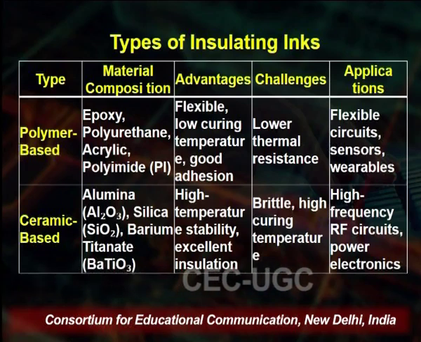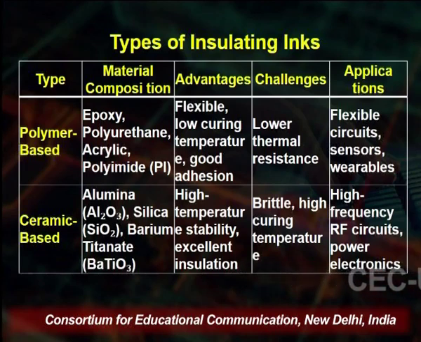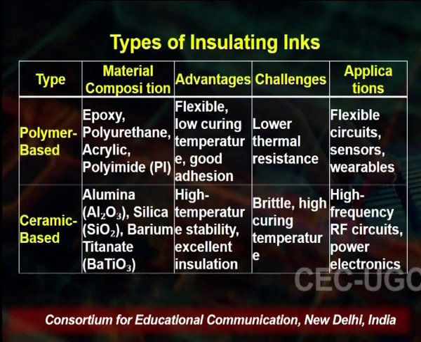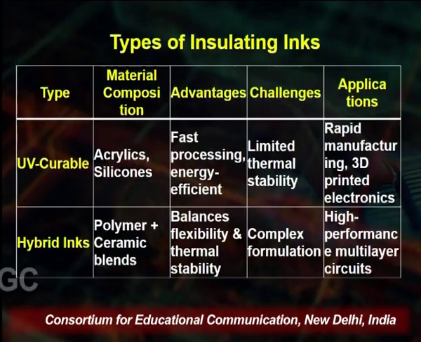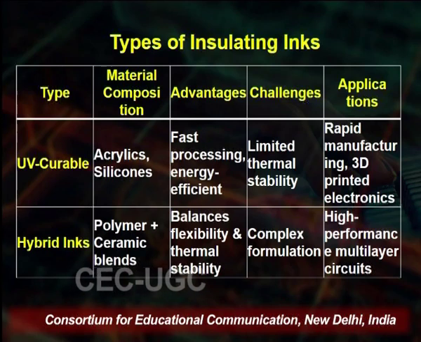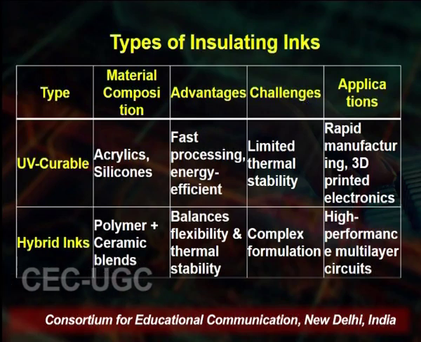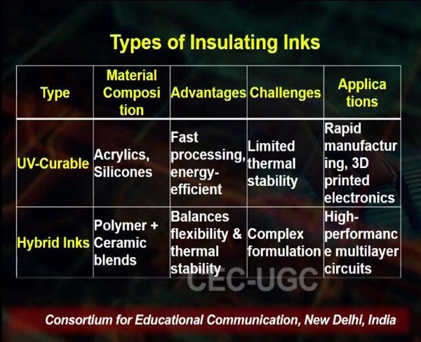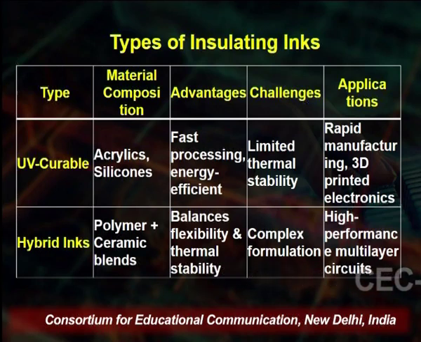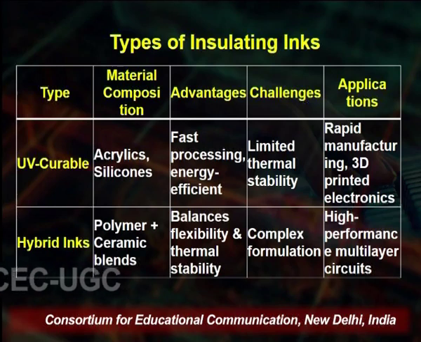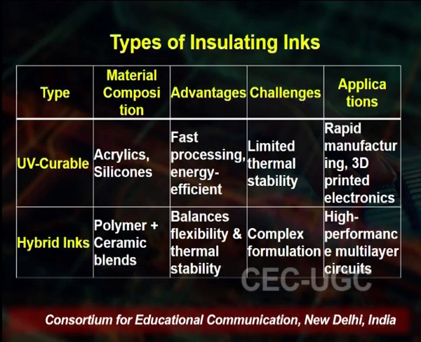Moreover, the ceramic based ink we can use with high temperature stability and excellent insulation; we can prepare high frequency devices and RF circuits using this ceramic based ink. UV curable, that is the acrylics and the silicones, have fast processing and are energy efficient, with limited thermal stability, and the application is rapid manufacturing and 3D printing electronics. Hybrid ink, polymer plus ceramic, balances the flexibility and the thermal stability. Complex formulation; high performance multi-layered devices we can prepare using this insulating ink.